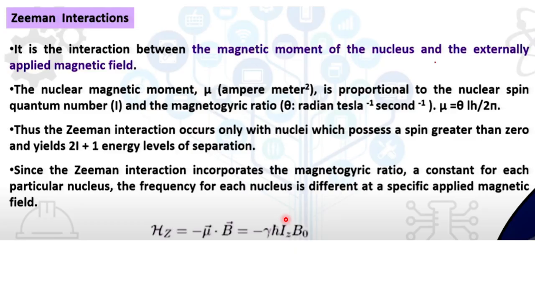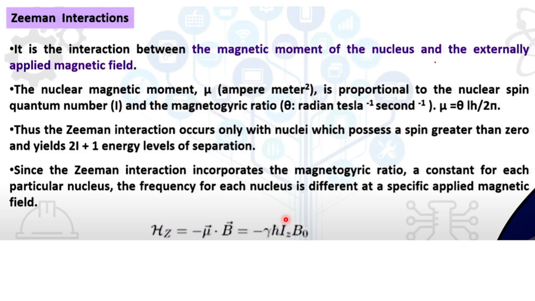And another term is the Zeeman interaction. It is the interaction between the magnetic moment of the nucleus and the external applied magnetic field. It is actually in the order of 10 to the power 8. And the nuclear magnetic moment, in ampere meter square, is proportional to the nuclear spin quantum number, that is I, and the gyromagnetic ratio, that is mu equal to gamma I into h by 2 pi. Thus the Zeeman interaction occurs only with nuclei which possess a spin greater than 0 and yields 2I plus 1 energy levels of separation.